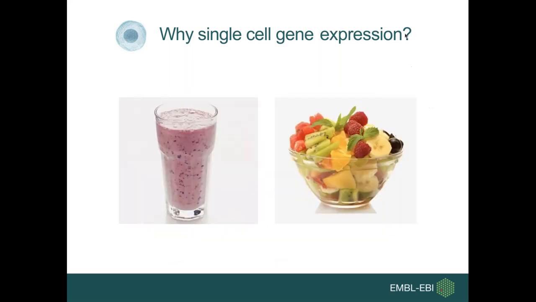So with the traditional method of bulk sequencing that I assume you're all probably familiar with, where you take a piece of tissue or a population of cells and sequence it as a whole, you are masking a lot of this variety. It is a little bit like making a smoothie. You take a mix of different fruits and blend them together, which obviously obscures how much and what kind of different fruits actually went into your smoothie in the first place.